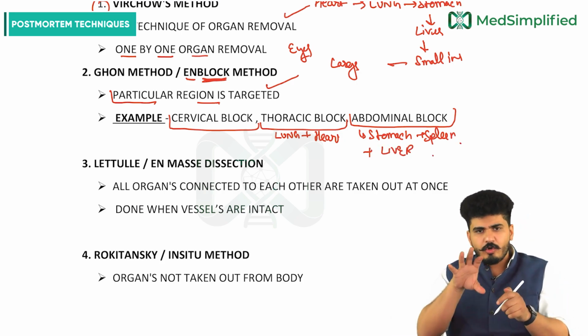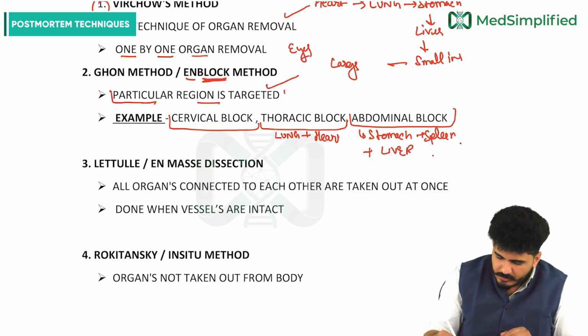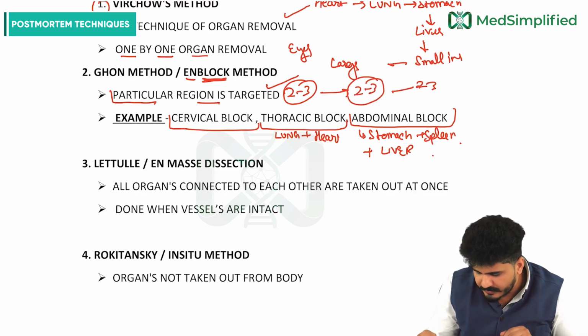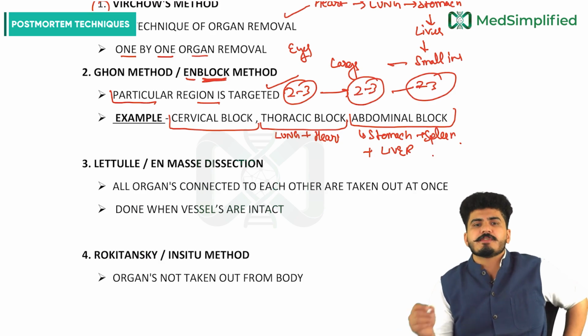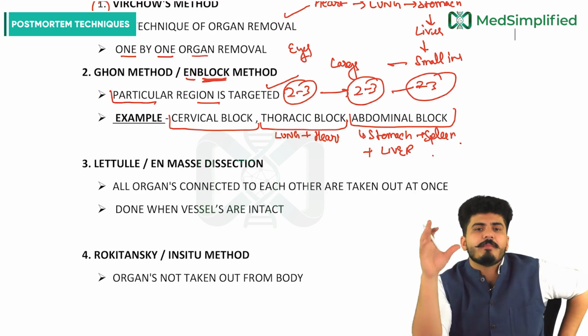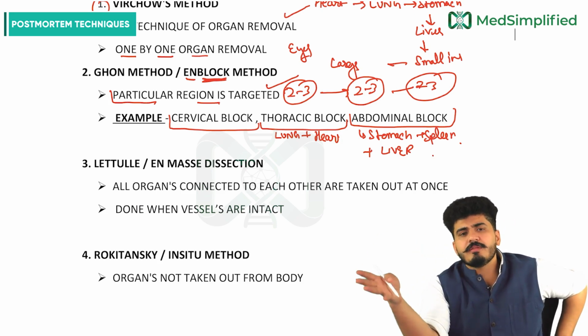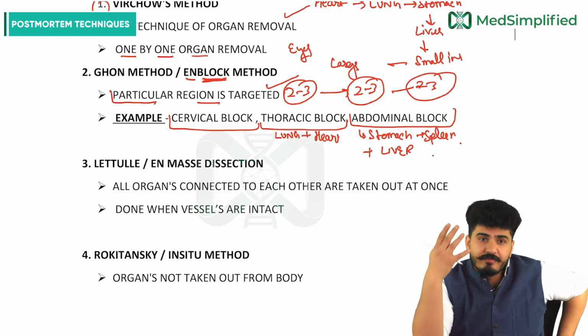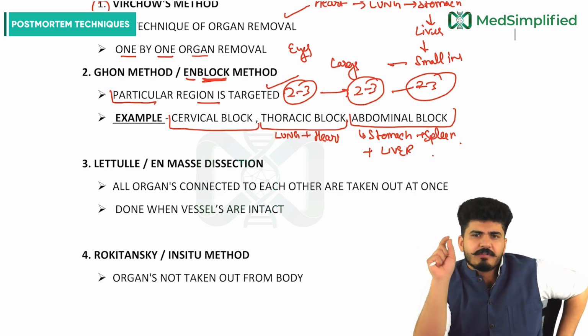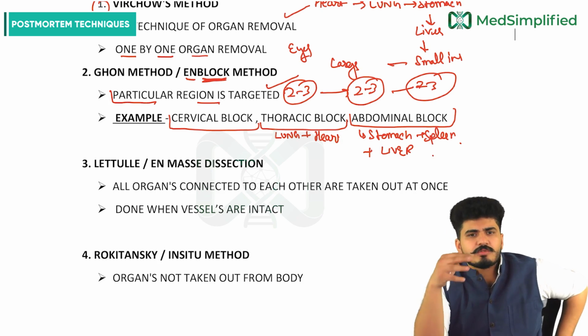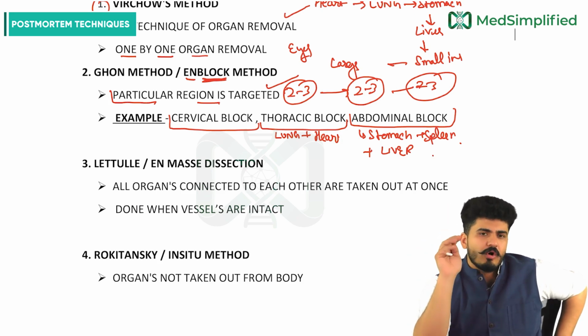So a group of 2 to 3 organs is removed. If we remove the organs with this method, this is called Ghon's method. The other name of Ghon's method is en bloc method. If we remove one after one after one, that type of method is called virtuose method. One after one is virtuose method. 2-3 organs together is en bloc or Ghon's method.